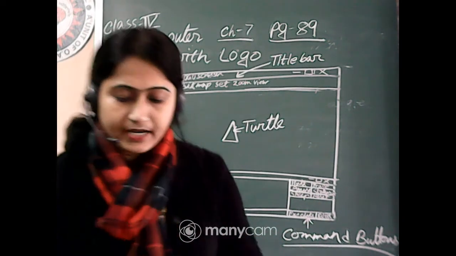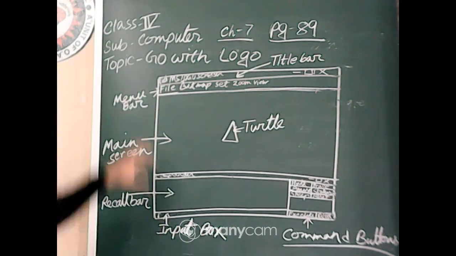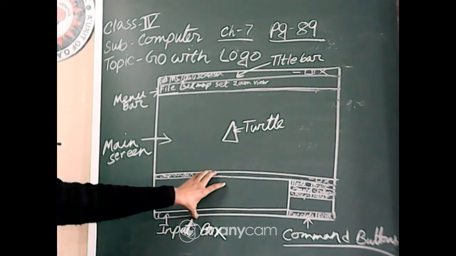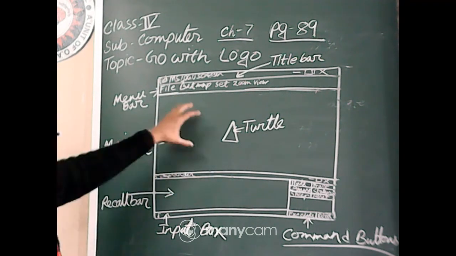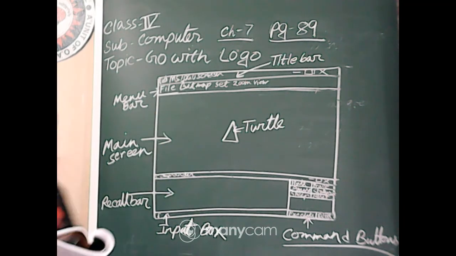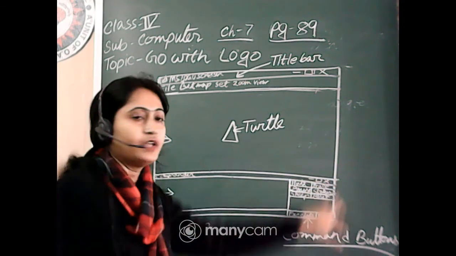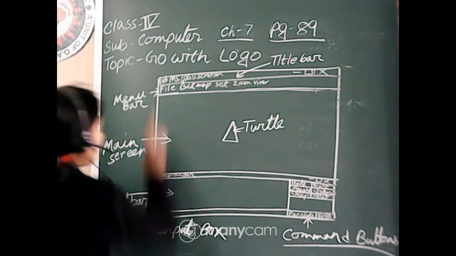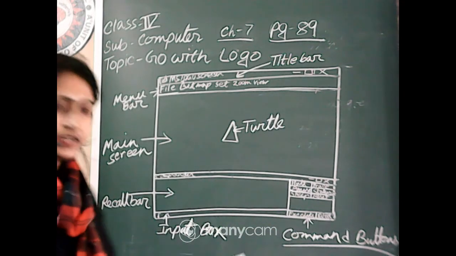The logo screen is mainly divided into two parts. This is one part and this is the other part. One is the main screen and the other is the commander window. This portion is called the commander window, and this is called the main screen.